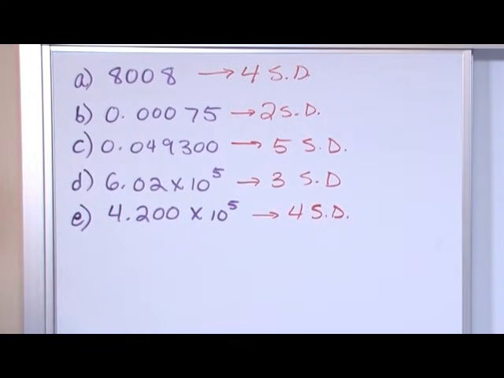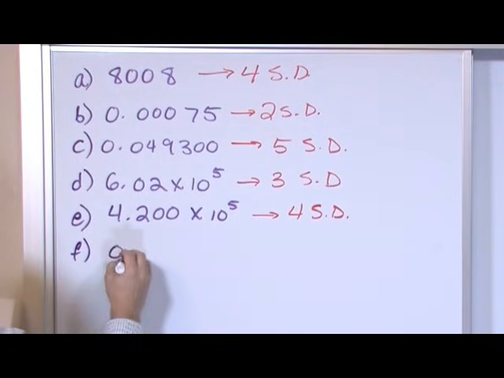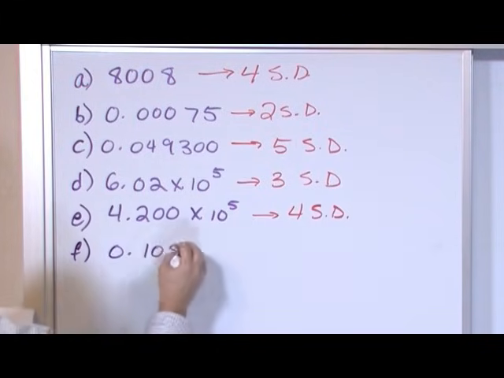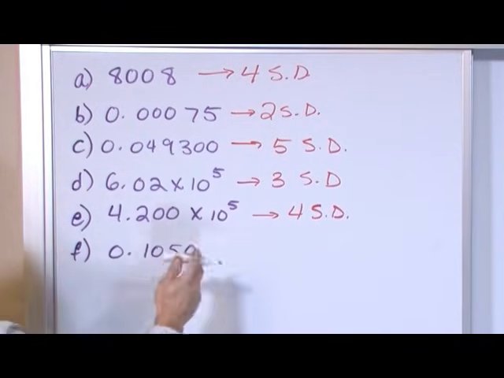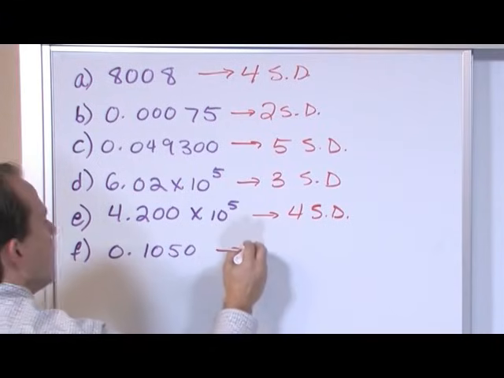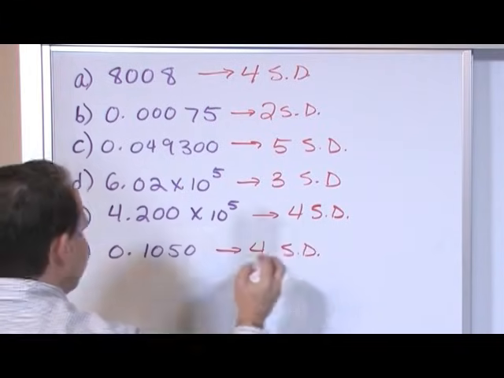Okay? What about F? 0.1050. Well, this does not count because it's a leading 0. This is a significant figure. This is a significant figure. The trailing 0 is significant. This 0 is sandwiched between other significant figures, so it also counts. So we have a total of 4. 1, 2, 3, 4. 4 significant digits.